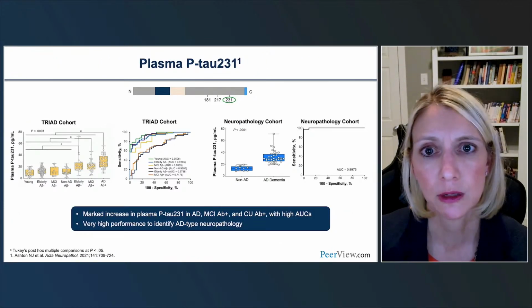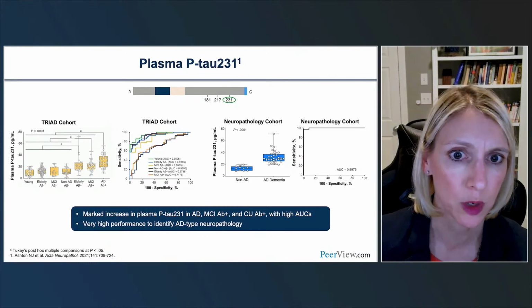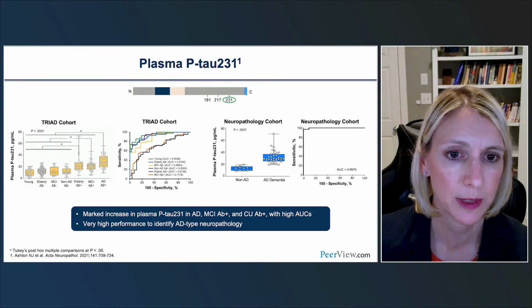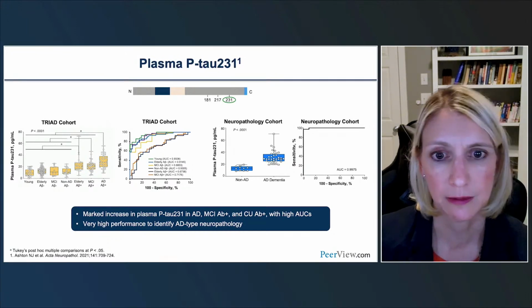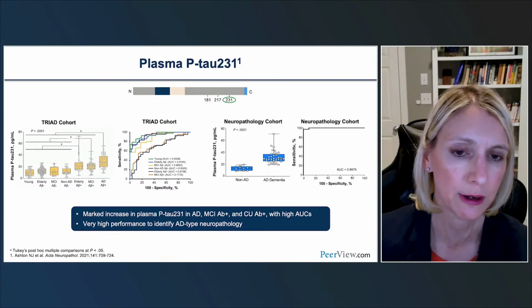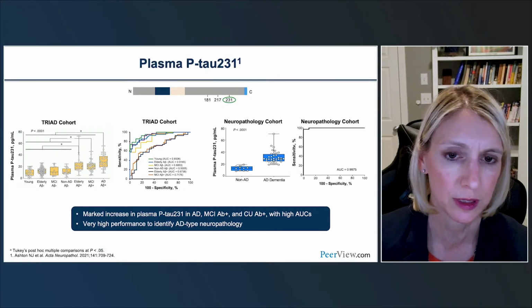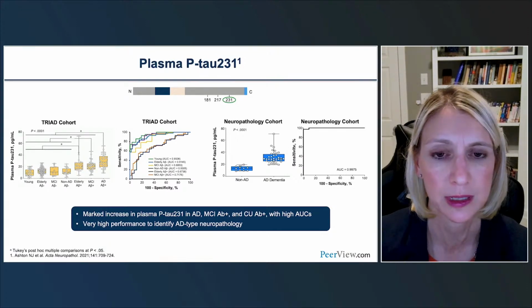And then lastly, in terms of plasma p-tau isoforms, is 231. This has been the most recent isoform that has been examined. And again, very similar to the other isoforms, we see higher levels among those individuals that are amyloid positive compared to amyloid negative, and increasing levels with the clinical severity of Alzheimer's disease.